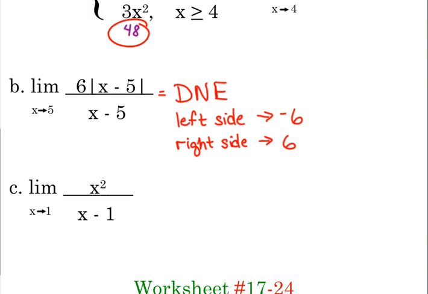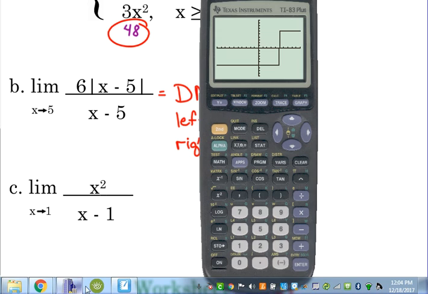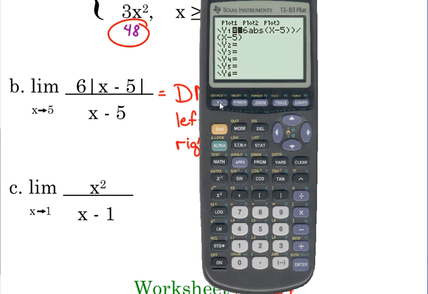All right, let's look at C, the limit as x approaches 1 of x squared over x minus 1. If our first reaction is to just plug it in, we get 1 squared over 0. So it's not the indeterminate form. 1 divided by 0 is just simply undefined. So typically when your function's undefined, the limit's not going to exist.